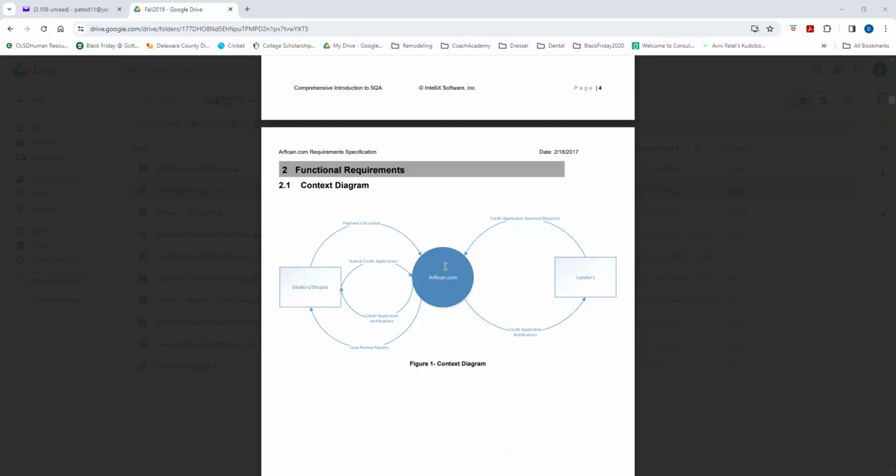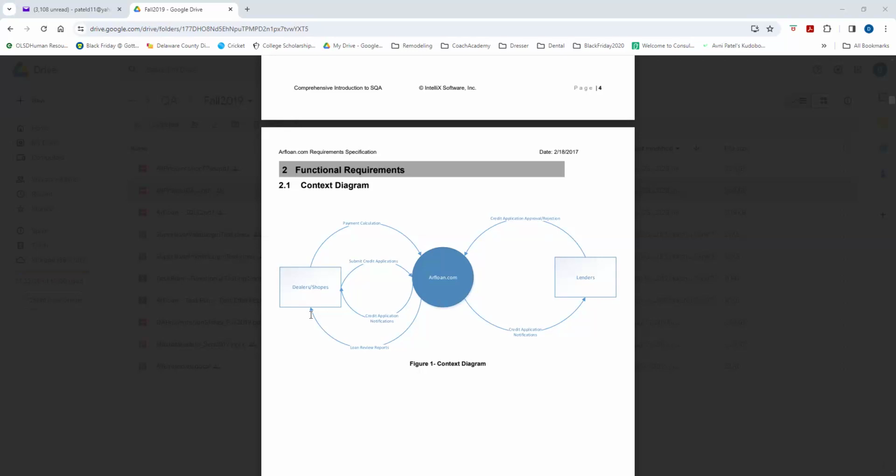And at that point, the system is essentially going to give notification back to the dealer that their credit application is approved or rejected, right? And occasionally, the dealer is going to get reports out of the system in terms of how many outstanding loans they have submitted. So that's essentially, in a nutshell, what the context diagram tells us: how the various actors are going to interact with the system.